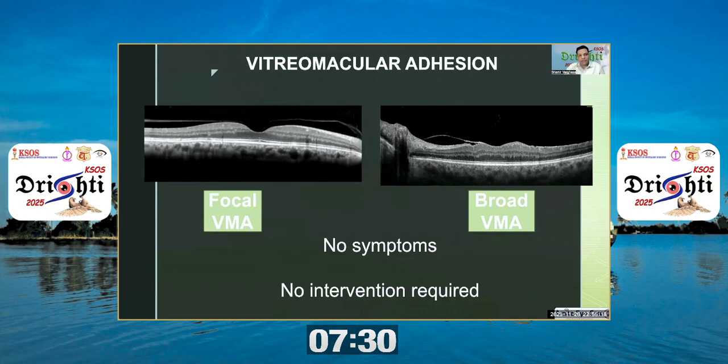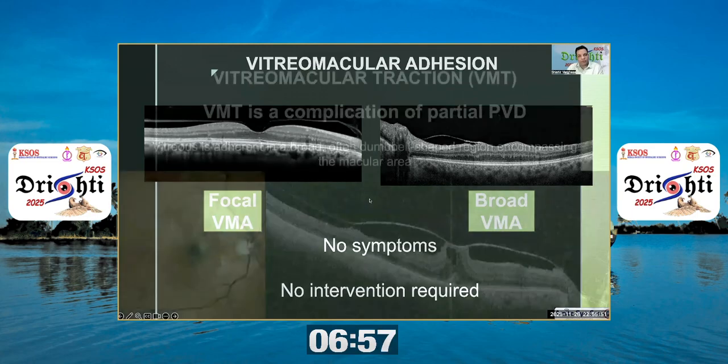Vitreomacular adhesion is of two types, focal as well as broad. In such cases, you can see on this OCT scan, the posterior hyaloid just touches onto the macular surface. It's a focal vitreomacular adhesion, and if you have a broad-based adhesion, it's a broad adhesion around more than 1,500 microns of the area. Here, the patient usually doesn't have any symptoms, and they usually come with good vision or for a routine examination. So here, no intervention is required, and we just need to ask the patient to follow up.